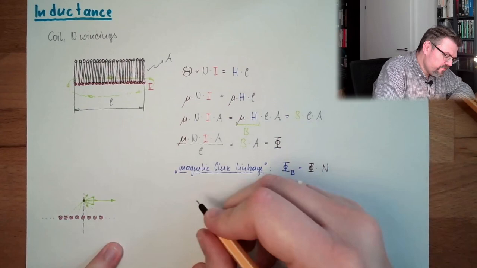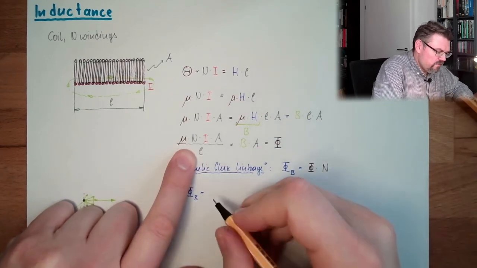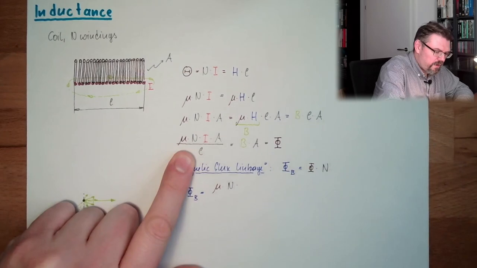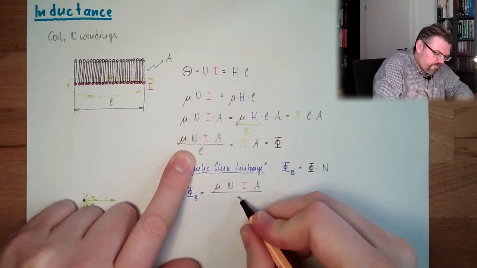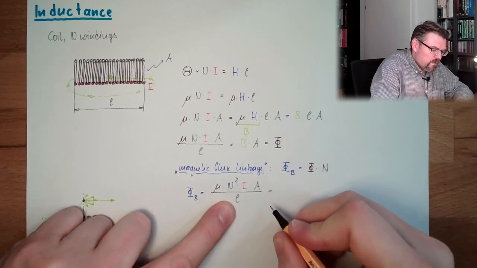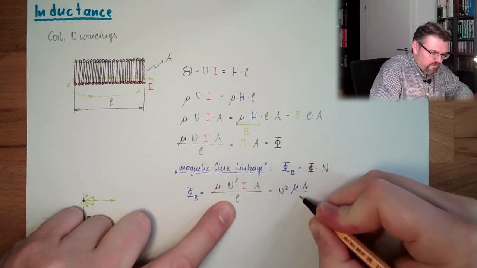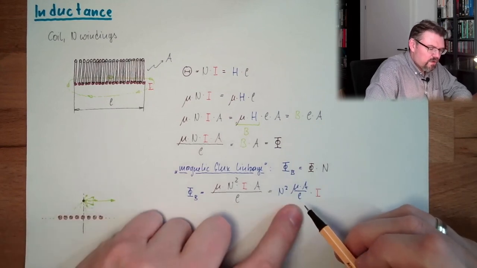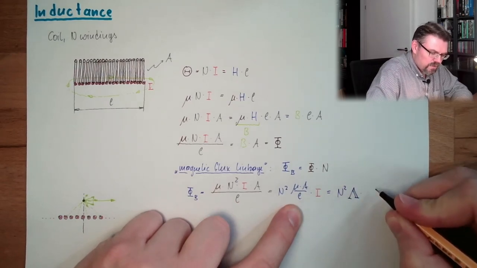And this phi B equals, in our case, if this is our magnetic flux, mu multiplied by n, multiplied by I, multiplied by A, divided by L. And now I have to multiply this with n. Check, I'm done. Now I write this everything n squared, mu multiplied by A divided by L, multiplied by I. This stuff here is usually called lambda. So that's n squared, and then we have a big lambda multiplied by I.